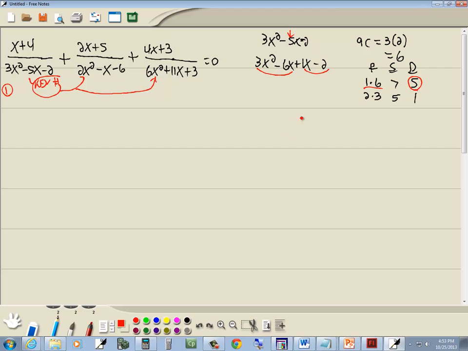Then we'll factor by grouping. The first group has a 3 and an x in common, and that gives us x minus 2. The second group doesn't have anything in common, but I can always factor out a 1, and that gives us x minus 2. So they both have an x minus 2, and that leaves us 3x plus 1. So this factors as (x + 4)/((x − 2)(3x + 1)).